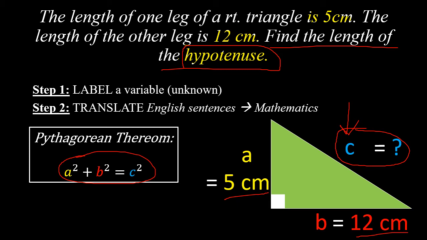So a we know is 5 centimeters, so 5 squared. B we know is 12 centimeters, so 12 squared, and that's going to be equal to c squared, all right? So now we've taken those English sentences and translated them into mathematics. So let's take a peek at that now.